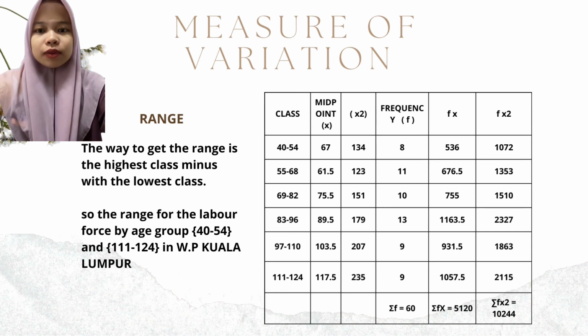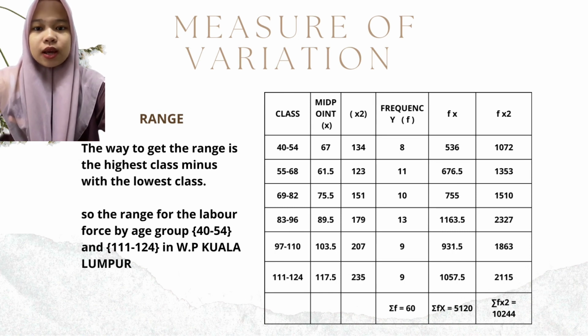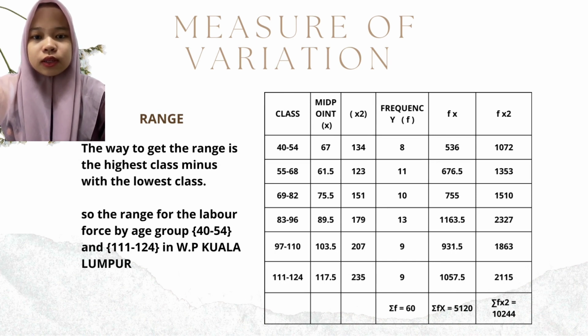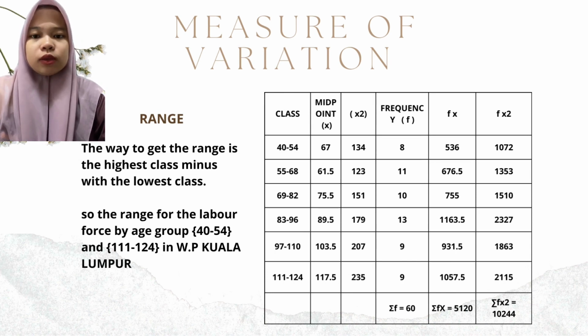I will present the next point, which is the measure of variation, the range. The way to get the range is the highest class minus the lowest class. So the range of the labor force by age group, which is 14 till 54 years old and 111 till 124 years old in Wilayah Kuala Lumpur.